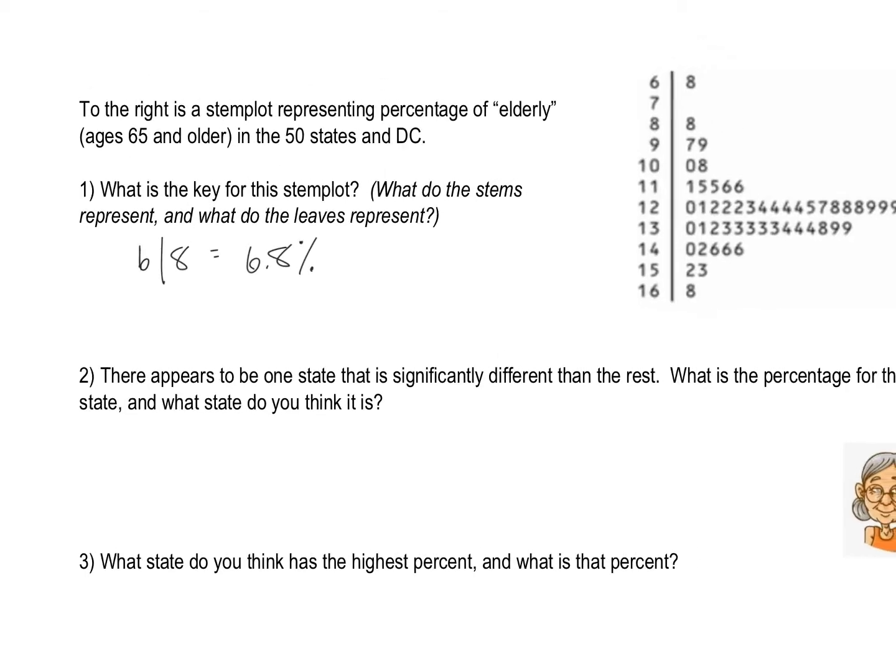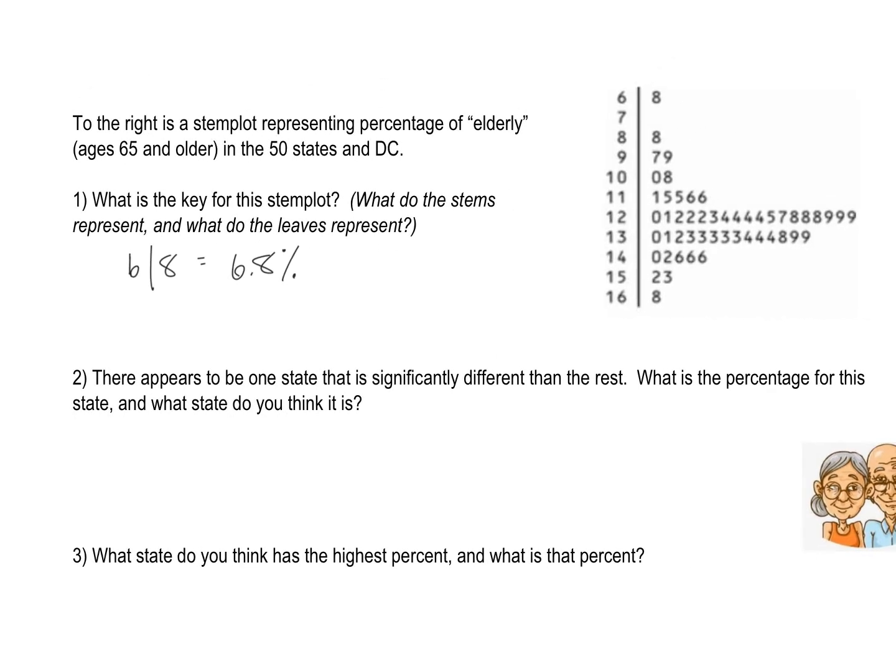So just keep in mind that if a key isn't given, then it is assumed that this is the 10s and this is the 1s. But most of the time, you'll see a key written like this. 6 bar 8 means 6.8%. There does appear to be one state that's significantly different than the rest, so maybe a potential outlier.